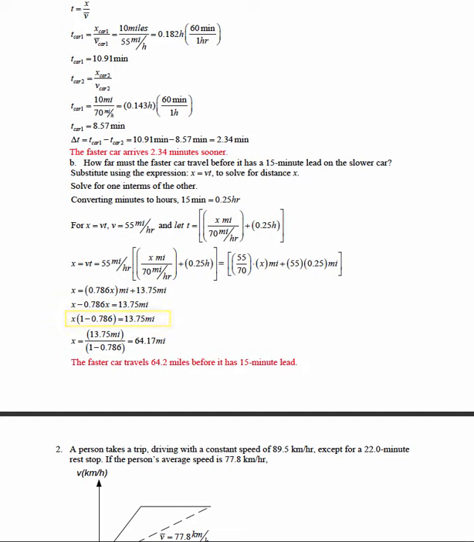Solving now just for x, we can take all of this term, which is just a number, and move it to the other side of the equation. So in doing so, we have 1 minus 0.786 divided into 13.75, which gives us 74.17 miles. So the faster car travels about 64.2 miles before it has a 15-minute lead.